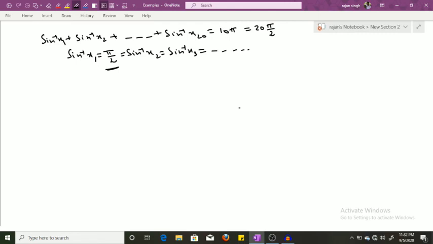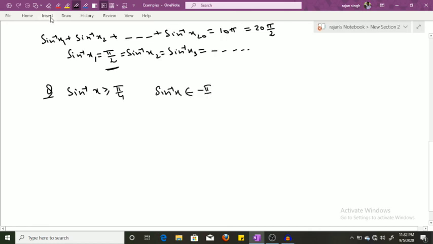Moving to the next problem. Sin inverse x is greater than or equal to pi by 4. That is given, no problem. You have to think about what else we have for sin inverse x. Basically we also have an interval of sin inverse, and what is that? Minus pi by 2 is less than or equal to sin inverse x, which is less than or equal to pi by 2. You have to think like this.